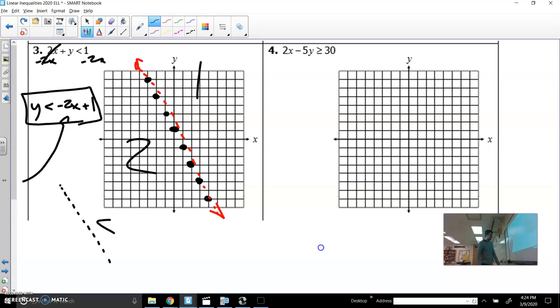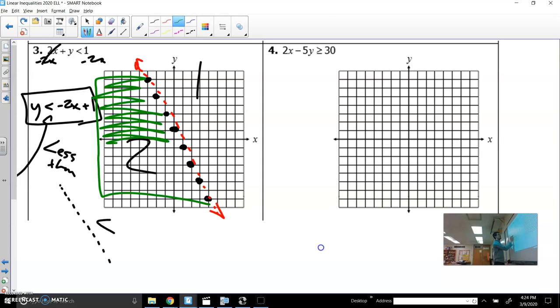Well, it depends on the inequality. And in this one, this symbol is less than. So you should be shading lower than the line. So, I mean, just think about the y-axis. This would be above the line. This would be below the line. And so less than, you better be shading in region 2. All of these points are solutions to the problem.